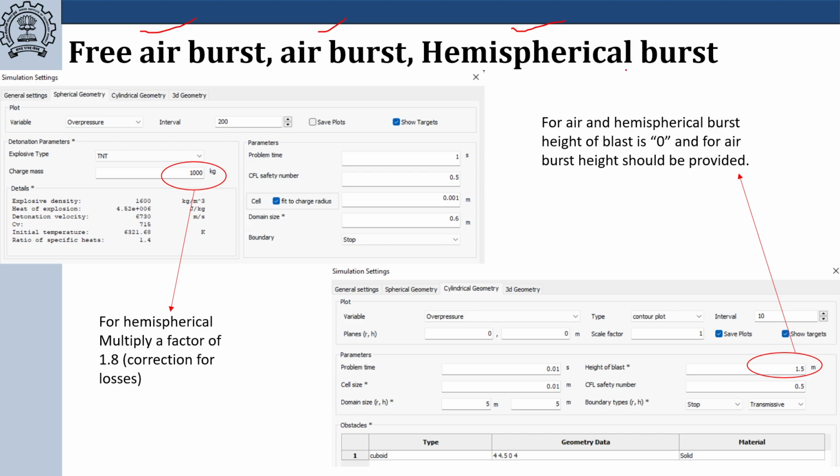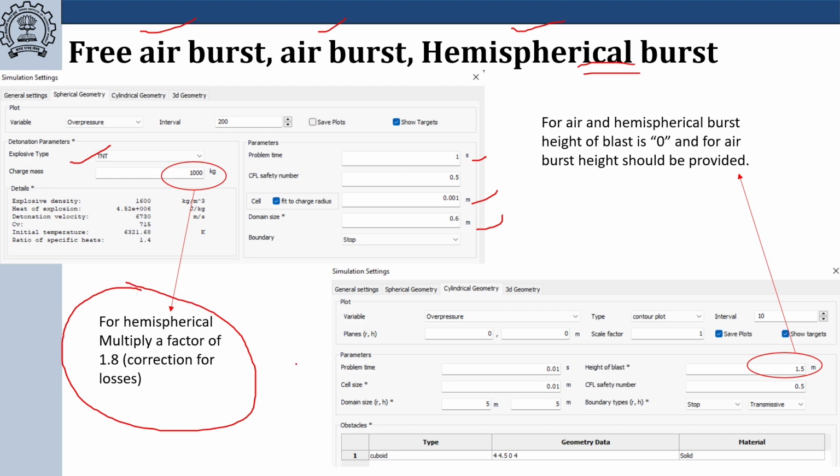And in a hemispherical burst, the explosion occurs on the ground, so you will choose the hemispherical burst kind of detonation. For all these types of burst, in the spherical settings, I'm considering 1000 kgs for our case. I want to show what the difference will be in these three kinds of conditions. So 1000 kgs is the initial condition I have assumed, and TNT is the explosive material I have chosen, and the problem time I have taken is 1 second, and all these parameters you can see later also. Now if I have to use a hemispherical burst, then I have to multiply it by a factor of 1.8.